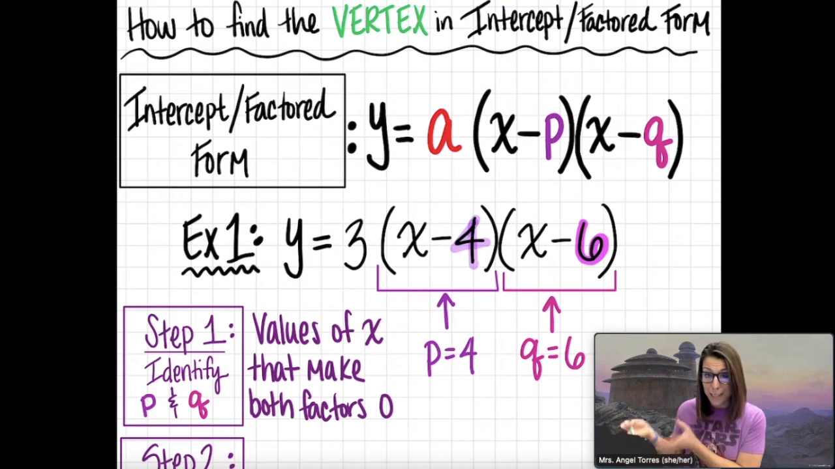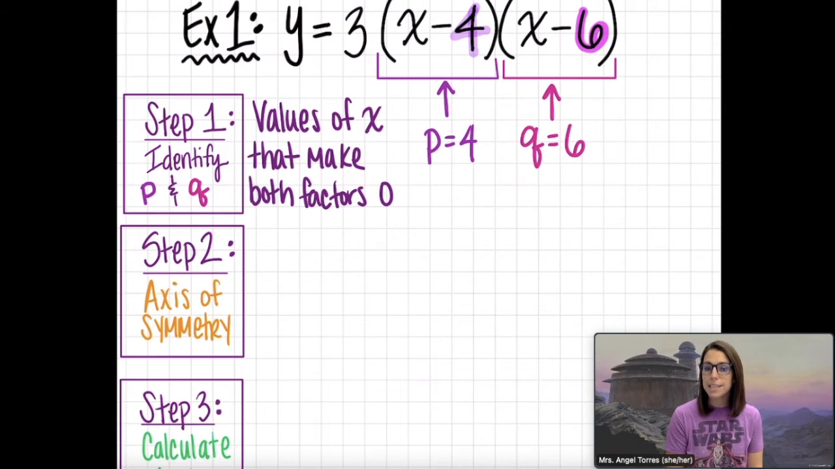Now that we have this p and q value, which are actually, as you're going to find out later on, the zeros of the function, we are now going to move on to step 2 and calculate our axis of symmetry. As we remember, the axis of symmetry is the vertical line that goes straight down the middle of the parabola. Since 4 and 6 are both the zeros of this parabola, the axis of symmetry is going to be the point directly between them. That means to find the axis of symmetry, we're going to find the average of P and Q.